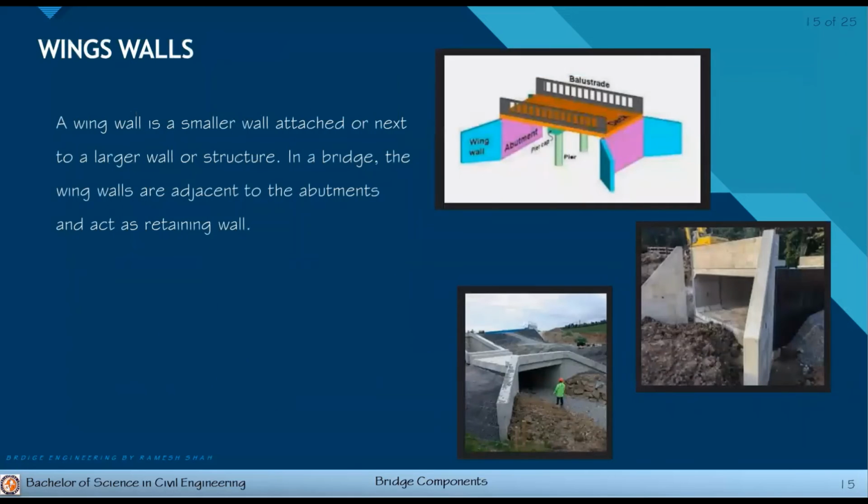So next we have wing walls. As you can see in the picture, this is the wing walls. So a wing wall is a smaller wall attached or next to a larger wall or structure. In a bridge, the wing walls are adjacent to the abutments, as you can see in the picture, and act as a retaining wall. So these are the examples in real life.